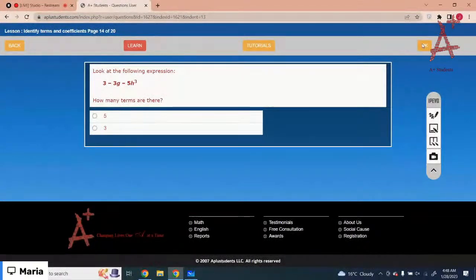Okay, the next one. Look at the following expression. How many terms are there? So how many terms are there, separated by adding or subtracting? Very good. We have 3 terms here. One of them is 3, then -3g and then -5h square. So the correct option is 3.